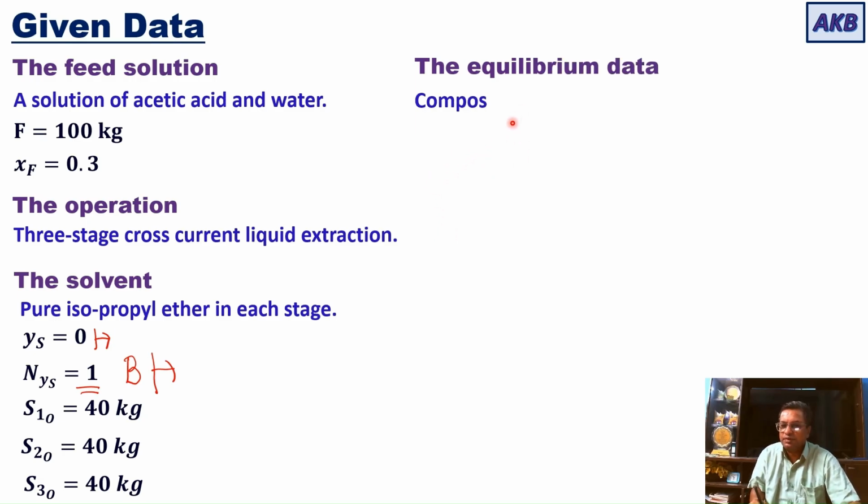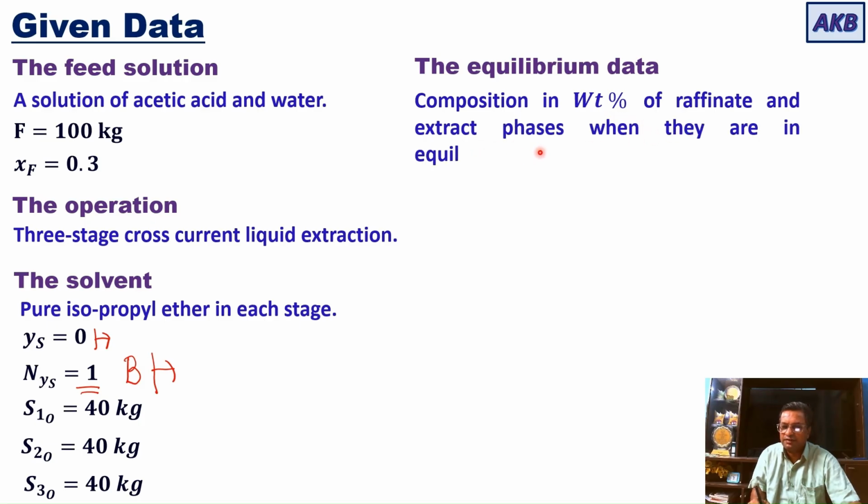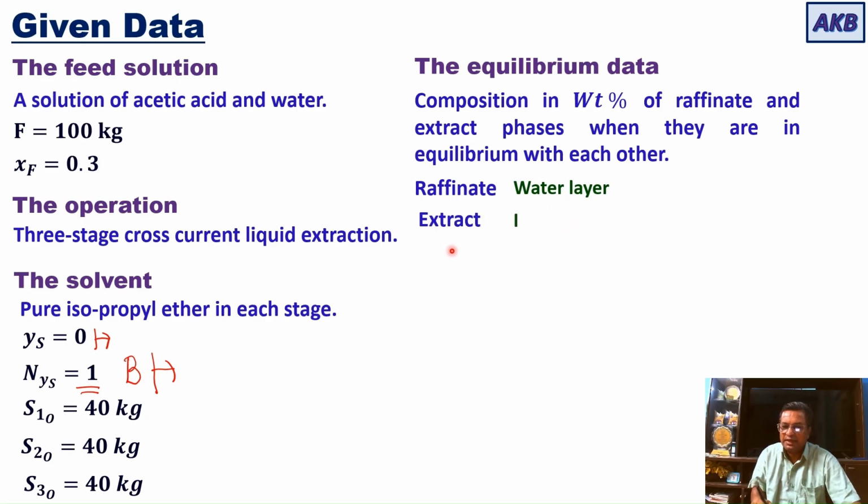The equilibrium data is given to us. So this is the composition in weight percentage of raffinate and extract phases when they are in equilibrium with each other. That is, the composition of the raffinate phase in weight percentages and the composition of the extract phase in weight percentages is given to us when they are in equilibrium with each other. That's why this is the equilibrium data. In this case, the raffinate phase is the water layer or water rich layer, and the extract phase is the isopropyl ether layer or isopropyl ether rich layer.